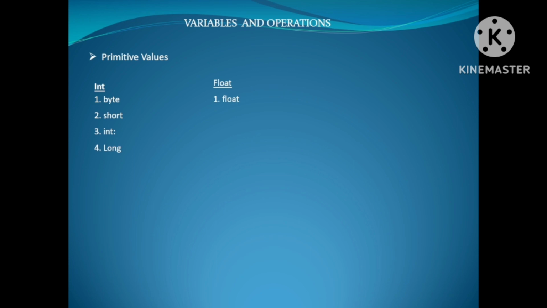Doubles will go a bit higher. It can range from 4.9 times 10 to the power -324 to 1.8 times 10 to the power 308, which means that the amount that double can hold is higher than that of float.